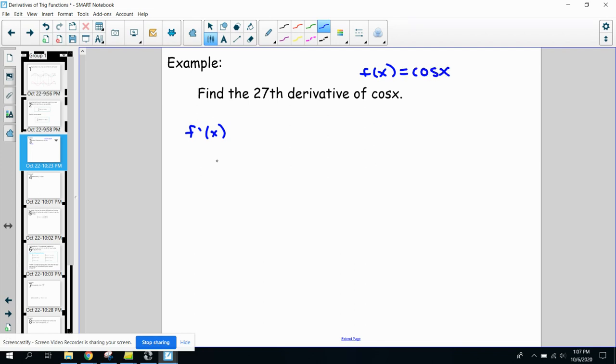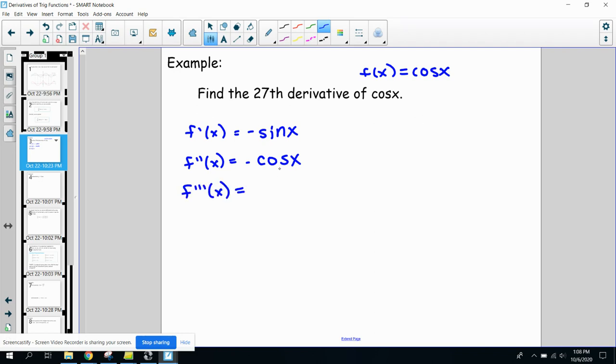So f prime of x is going to be the derivative of the cosine, which from the previous slide is negative sine x. Now if I want to find the second derivative, f double prime of x, I'm going to take the derivative of negative sine x. Now the negative, you can think about that as being a negative 1 in front, so you have a constant of negative 1. The derivative of sine x is cosine x, so we're going to have negative cosine x.